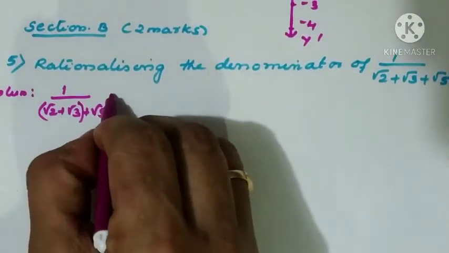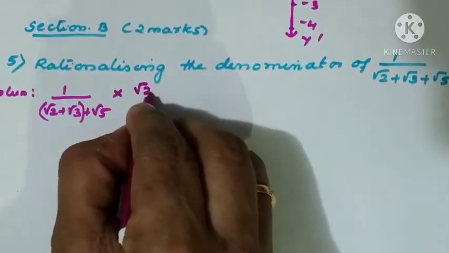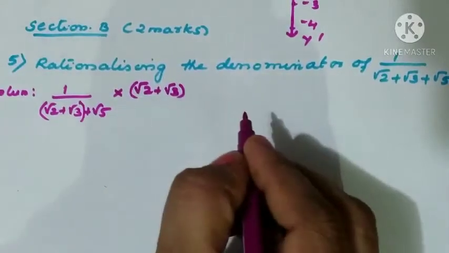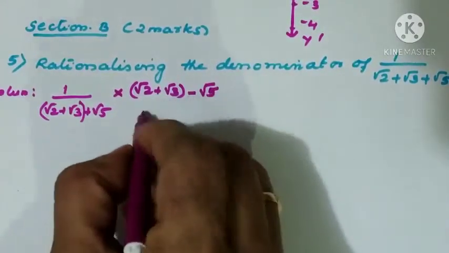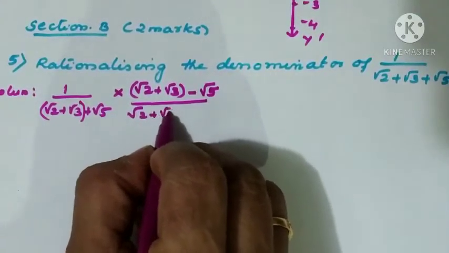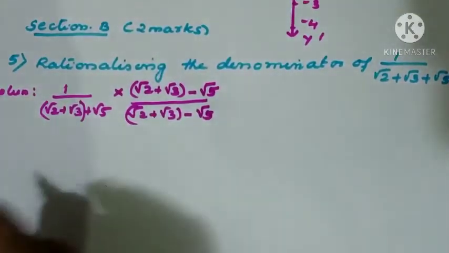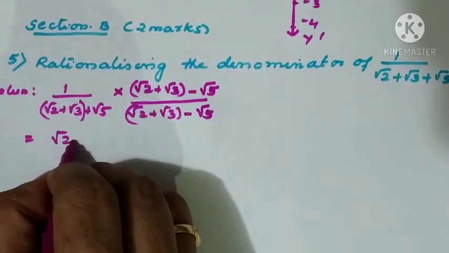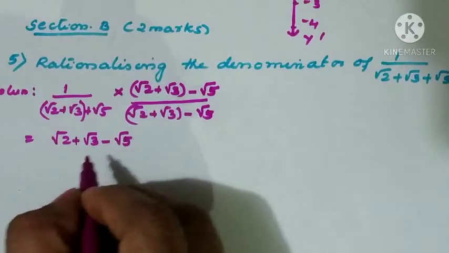So rationalizing the denominator means we should multiply and divide with root 2 plus root 3 minus root 5. The first term has no change, then the minus sign root 5. Right? What is the next step? Numerator into numerator, we will get root 2 plus root 3 minus root 5.